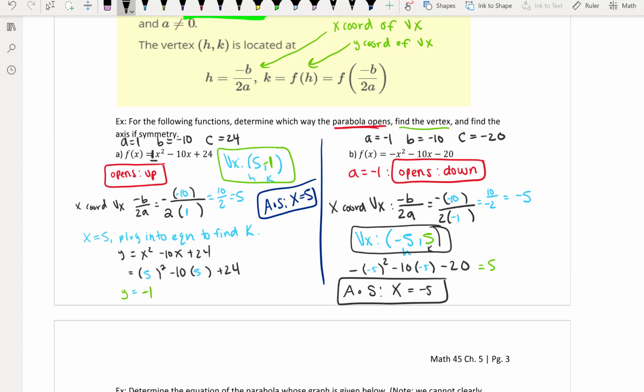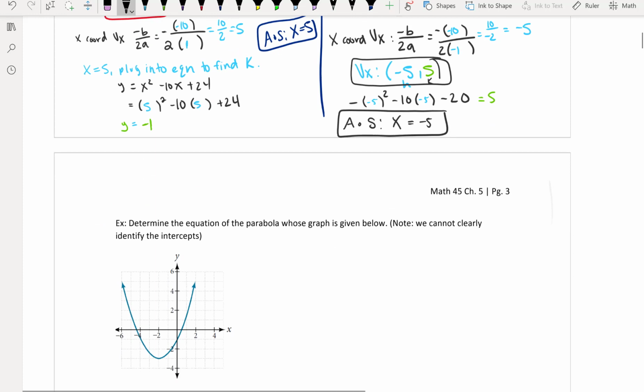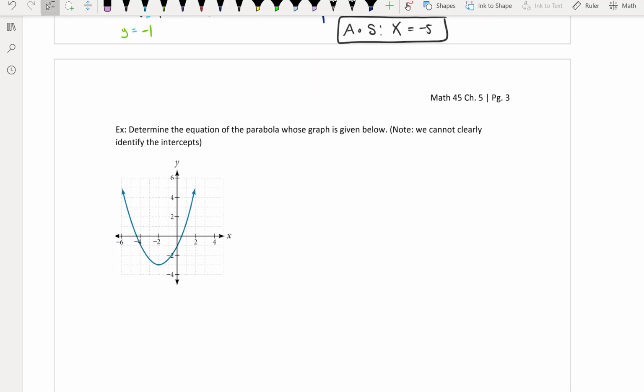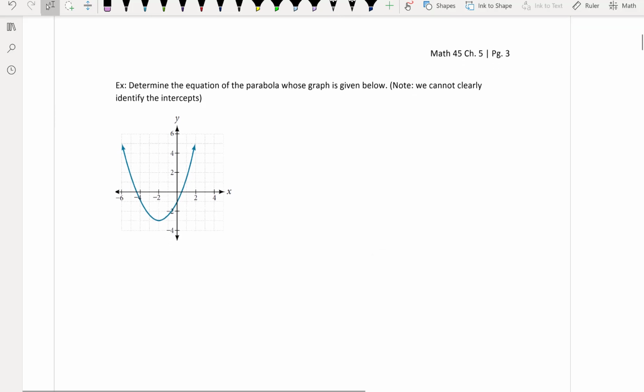I hope that helps you. We have more problems because it's a very long chapter or very long section, and that's okay.